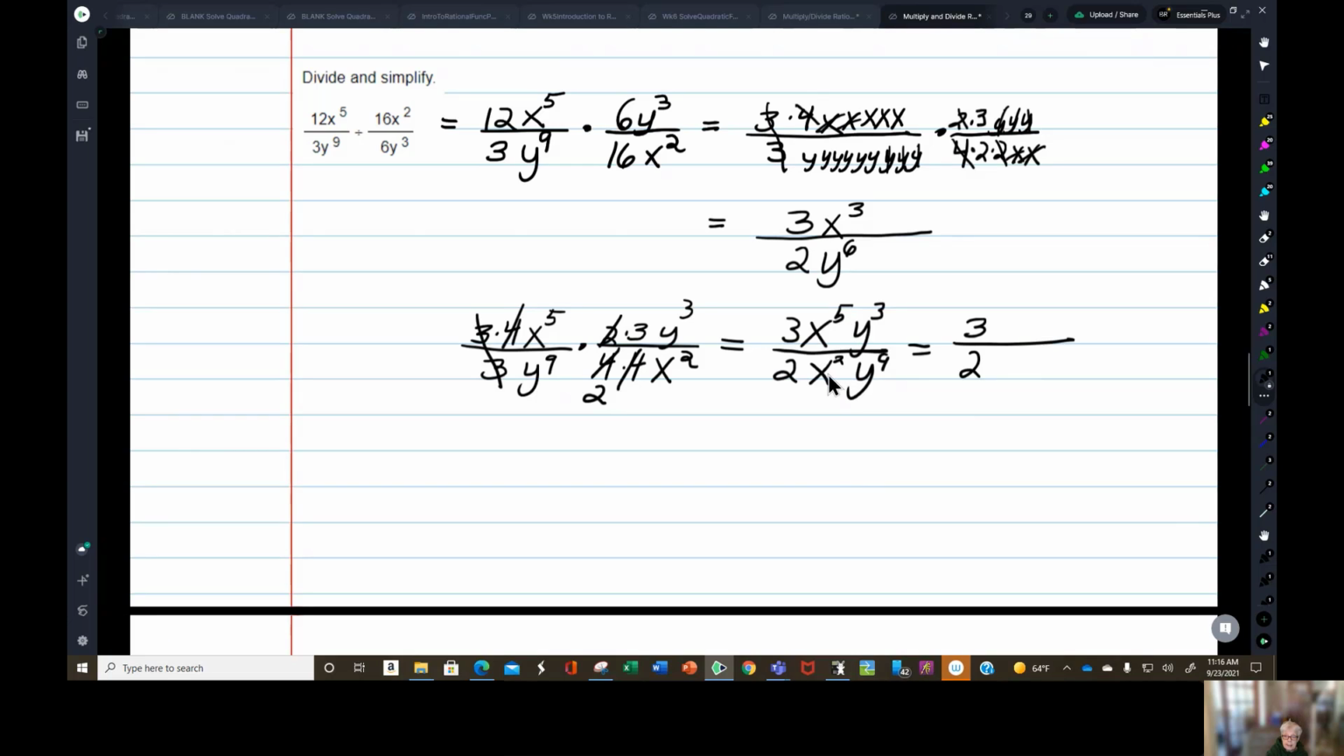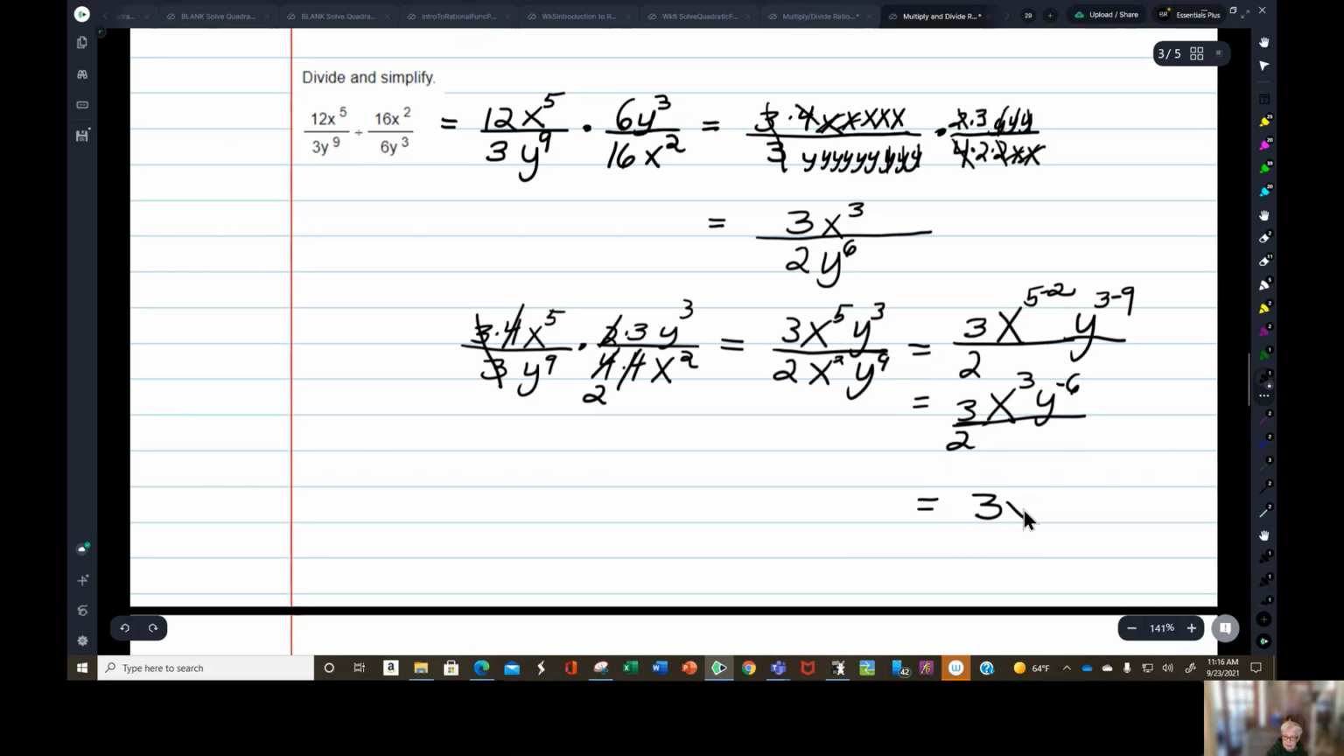x to the 5th over x to the 2 is x to the 5 minus 2. And y to the 3rd over y to the 9th is y to the 3 minus 9. So that will be 3 over 2, x to the 3rd, y to the negative 6. And one more step. This is so much cleaner doing it this way.